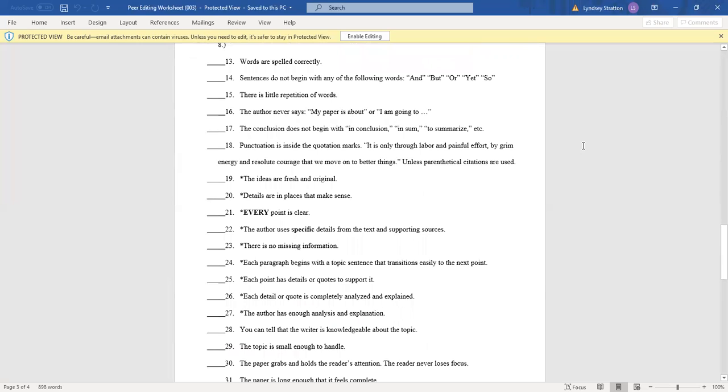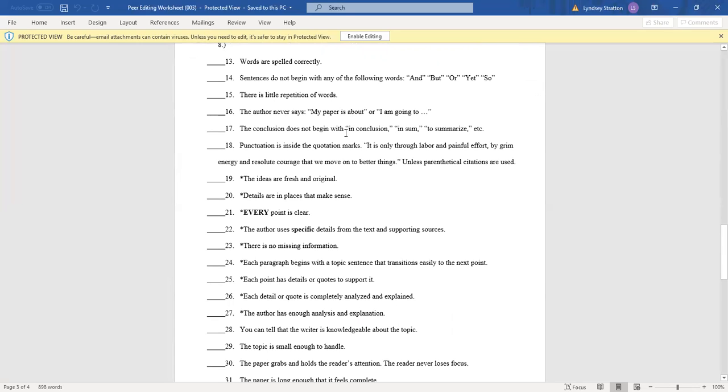Words are spelled correctly. Might sound silly, but you would be surprised. Sentences do not begin with any of the following: and, but, or, yet, or so. Okay, we have however, although. Okay, use those. There's little repetition of words.